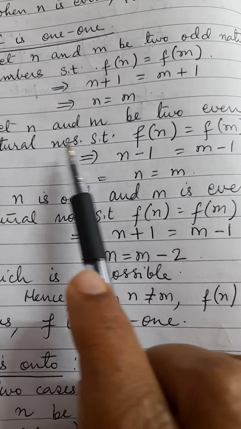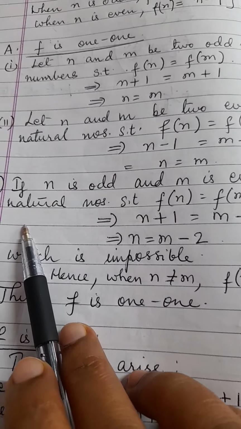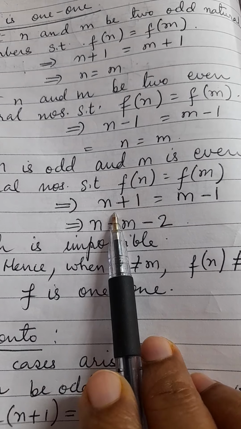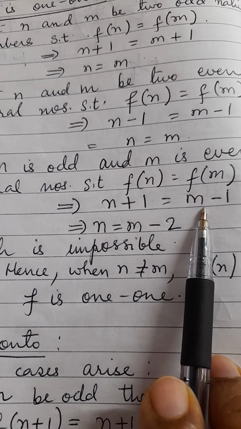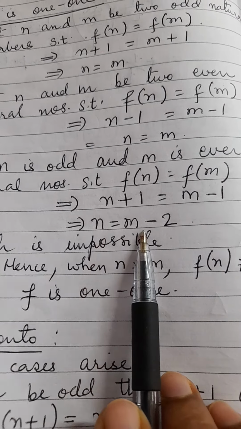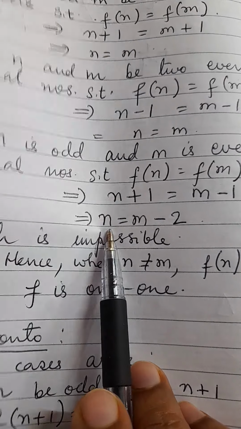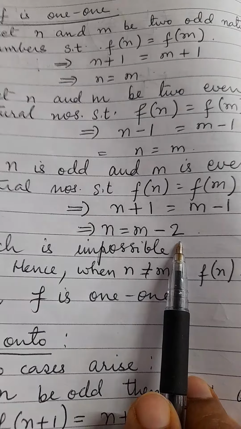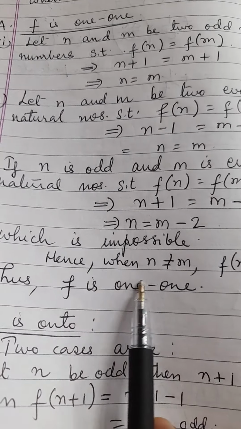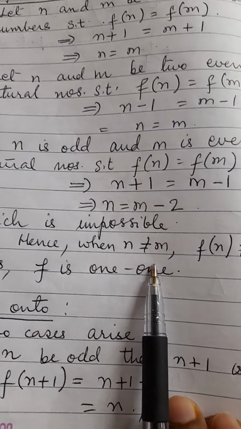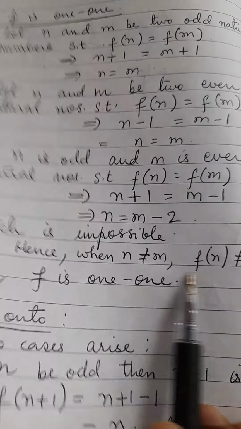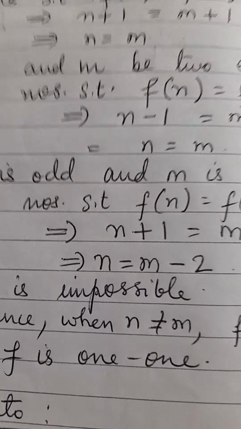Now we will go for the third possible case. If n is odd and m is even, meaning one of them I have taken odd, the other one even, and these are natural numbers such that f(n) is equal to f(m). f(n) will work like n plus 1, f(m) will work like m minus 1. What we notice is that we are getting n equal to m minus 2. Keep in mind, n is odd, m is even, so it is not possible to have n equal to m minus 2. Means it is impossible. If it is impossible, what? When n is not equal to m, f(n) is not equal to f(m). And hence we can say by the contrapositive approach that the given function is one-one.